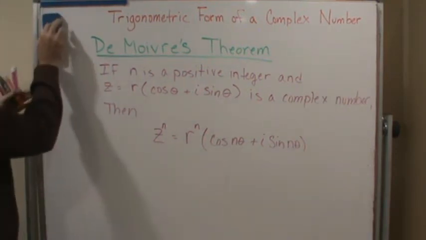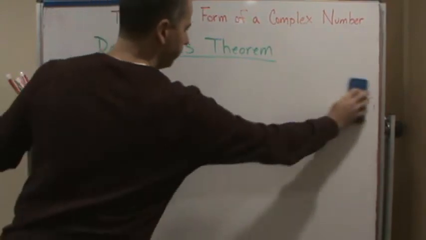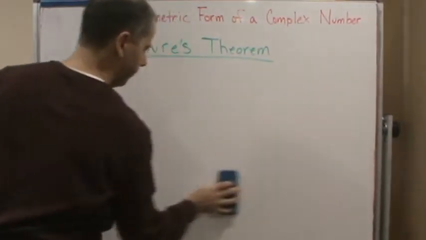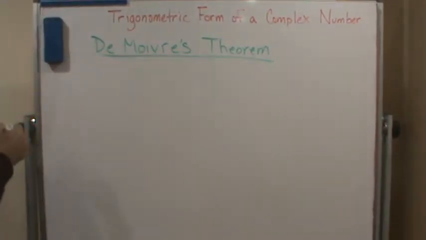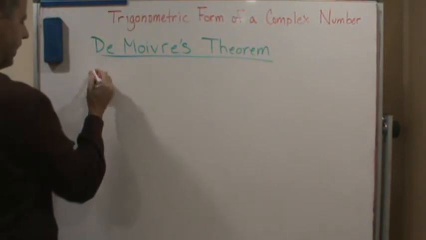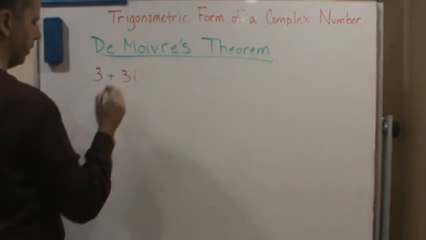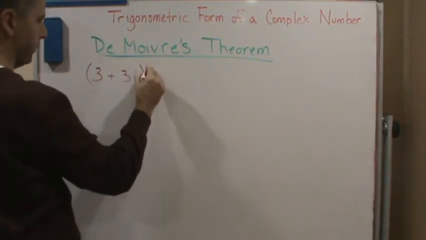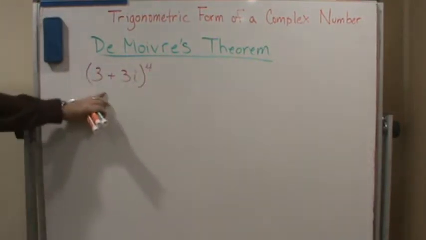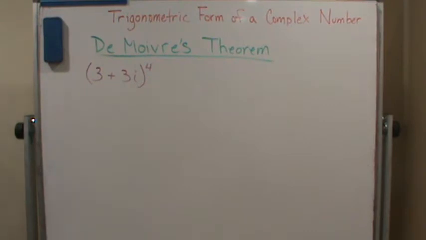Okay, so let's do this example of applying de Moivre's theorem. Let's have 3 plus 3i to the fourth. Well, it's in standard form. So the first thing we want to do is write it in trigonometric form. Okay? So let's do that.